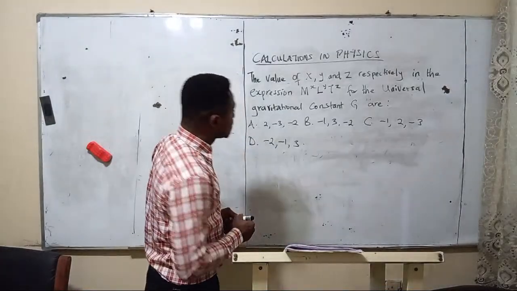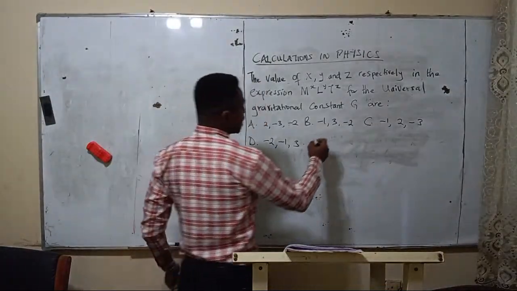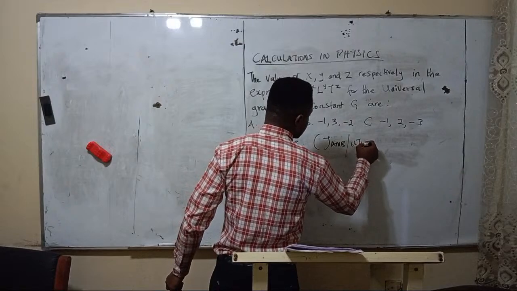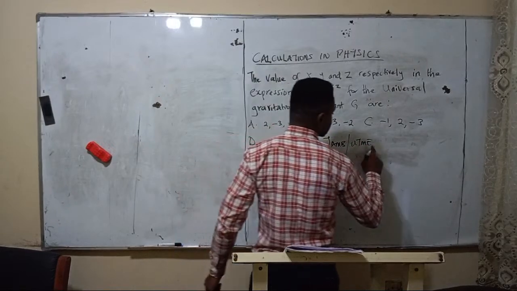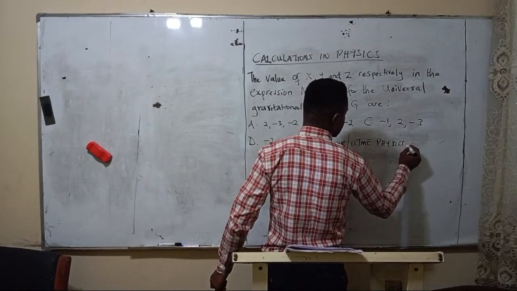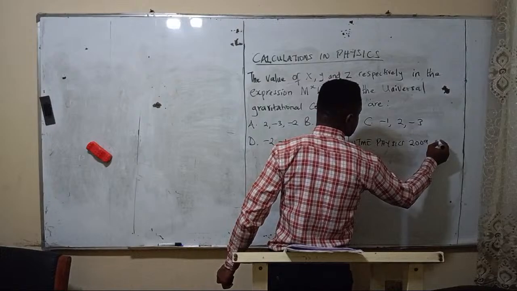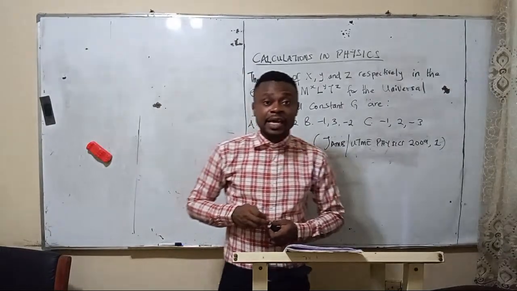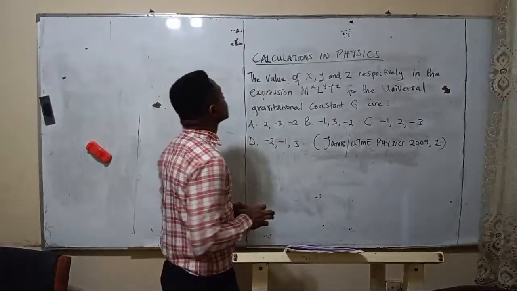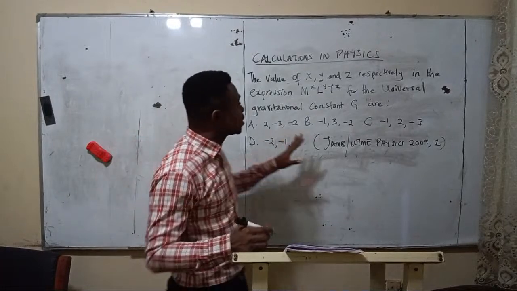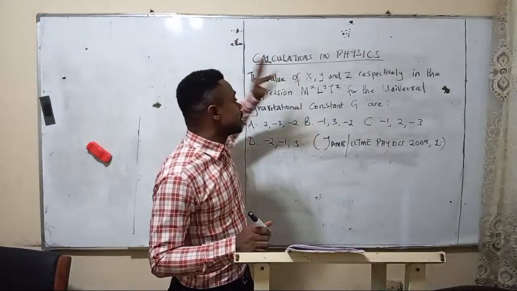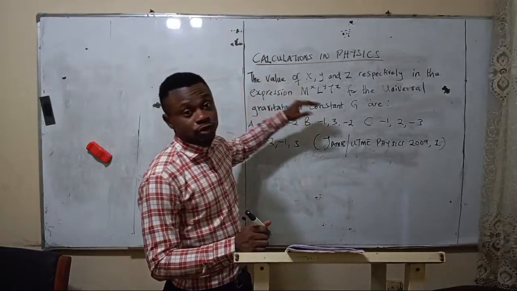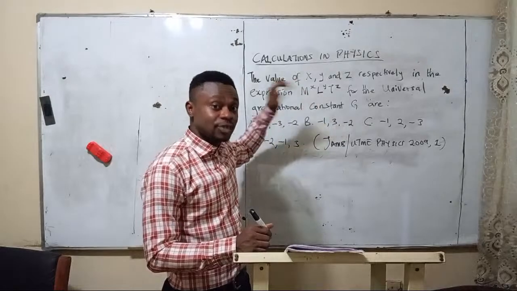This question is taken from JAMB UTME Physics 2009 question 1. Okay, so let's look at this question. This question is in the topic measurements and units, specifically derived units, dimensions of derived units.